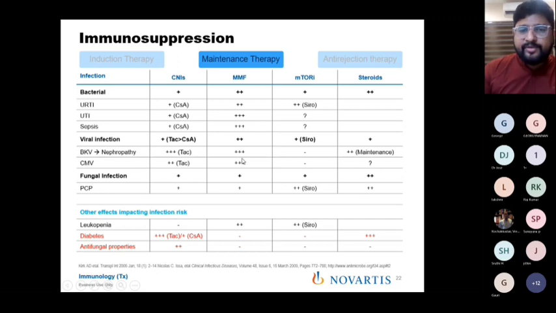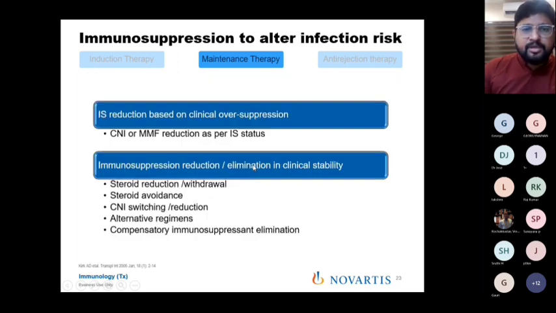So how can we modify these drugs? Basically, immunosuppression reduction is based on clinical oversuppression. If you have trough levels of TAC or CSA, or MMF AUC levels, and they are on the higher side, we can adjust the drug dose.